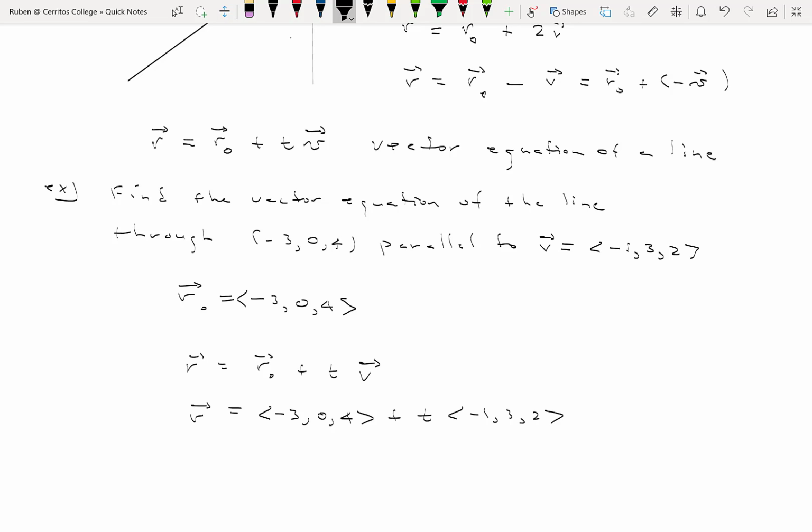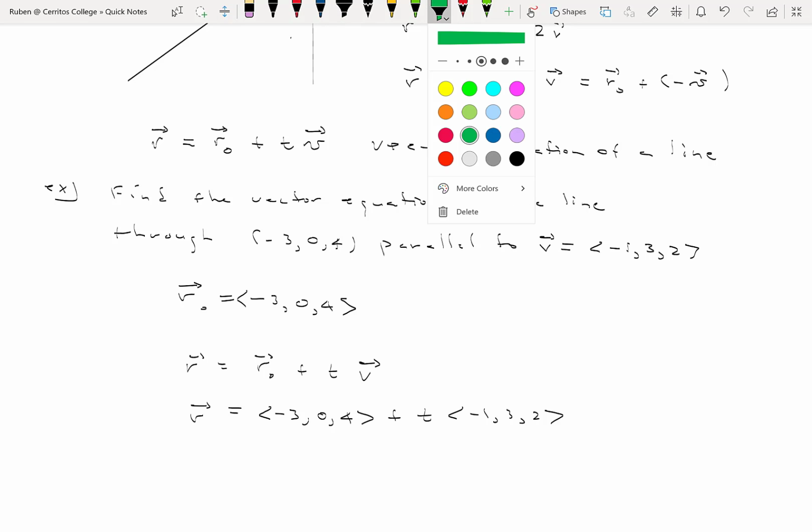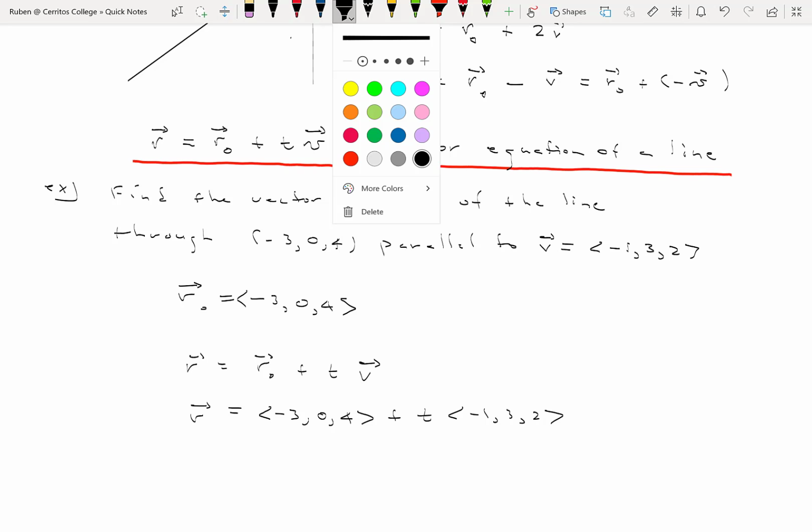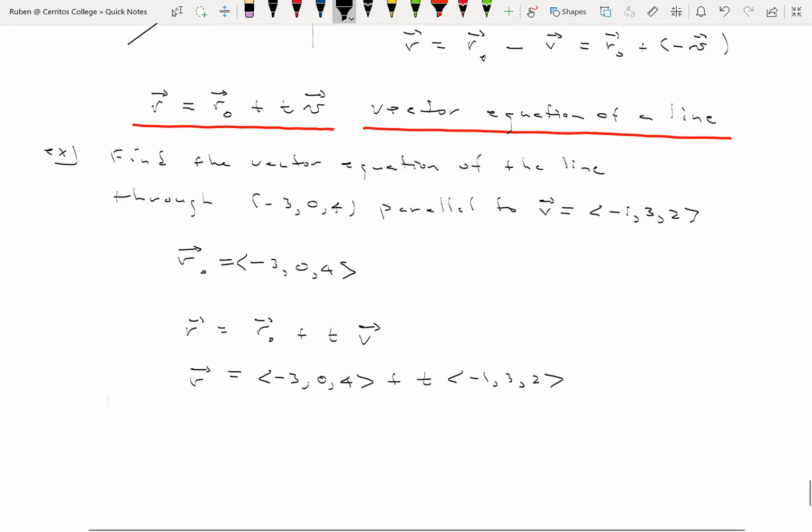Now we need to look at other forms of equations of lines in 3 space. So just to keep things identified here, I'm going to underline the vector equation of a line. This is our first equation of a line. And then we're going to look at other forms of equations of lines. So let's do that right now. Let's take a look at other forms of lines.